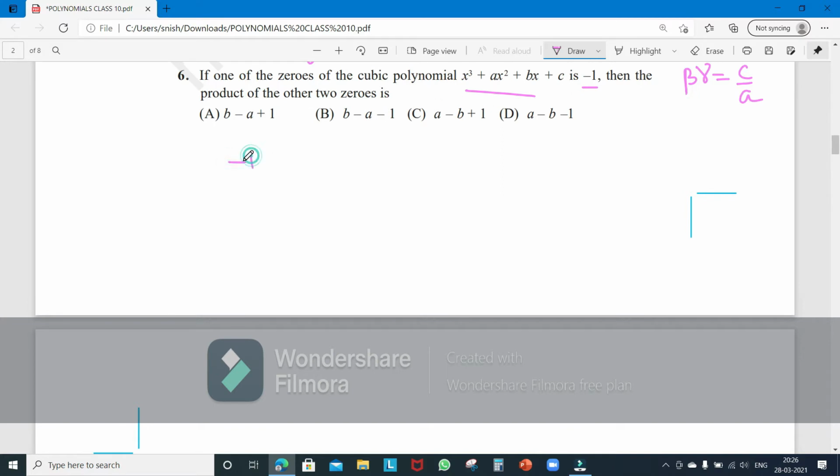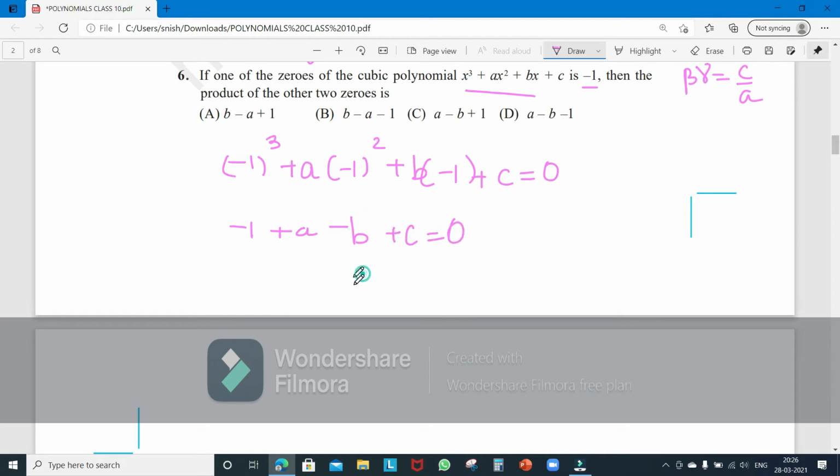So minus 1 cube plus a into minus 1 square plus b into minus 1 plus c should be equal to 0, right? Minus 1 cube is minus 1, minus 1 square is positive 1, so it will be plus a, and negative b plus c is 0. So taking only c on one side, c equals b minus a plus 1, correct? c equals positive b, negative a, positive 1. This is the equation, so let's keep it as 1.